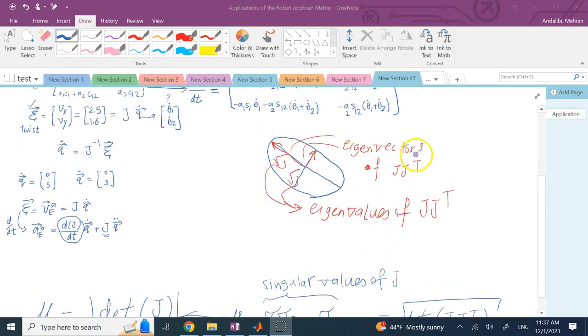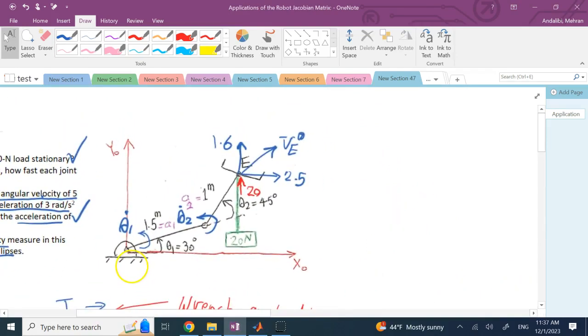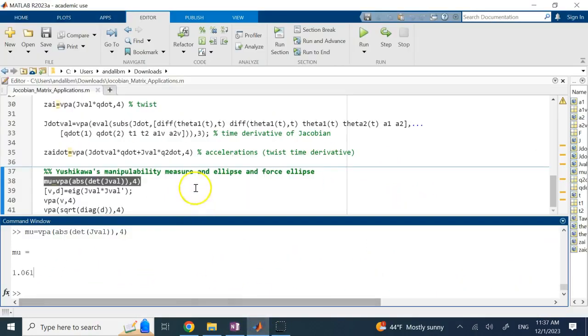So now we have to go and find the eigenvalues and eigenvectors of J J transpose, take a square root of the eigenvalues, and then we draw the manipulability ellipse and then the force ellipse, which is basically an ellipse of similar size, just perpendicular to that. So, and I can do it on the robot, but first I need to get the numbers.